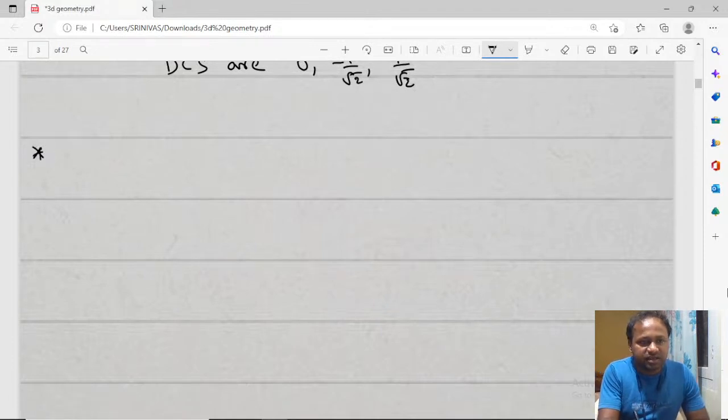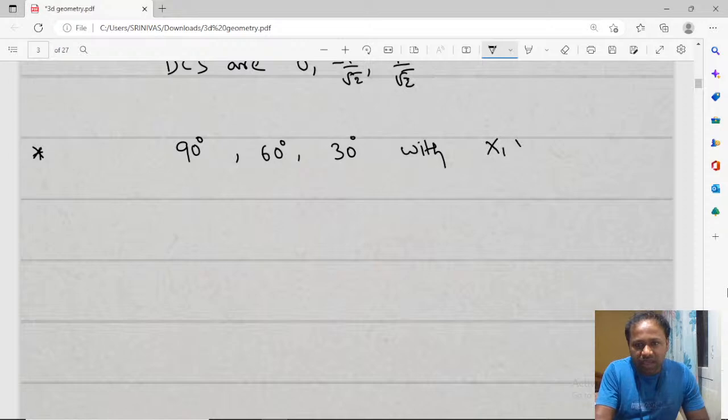See the question. Same, if a line makes angles 90 degrees, 60 degrees as well as 30 degrees with positive x, y, z axis, then what about DCs? This is also one of the important questions.